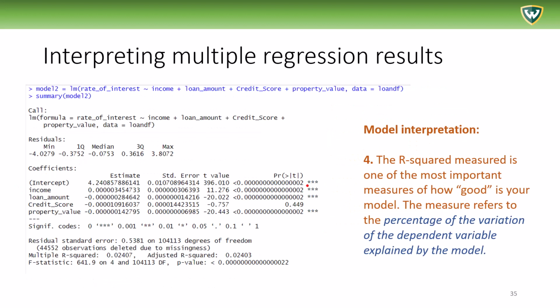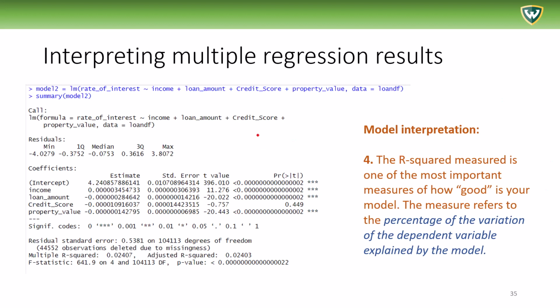And lastly, to talk about this goodness of fit in terms of interpreting the results, let's talk about the R-squared measure. The R-squared measure is one of the most important measures of how good your model is. The measure refers to the percentage of the variation of the dependent variable explained by the model. So it's actually easy to understand since it's in percentage terms.